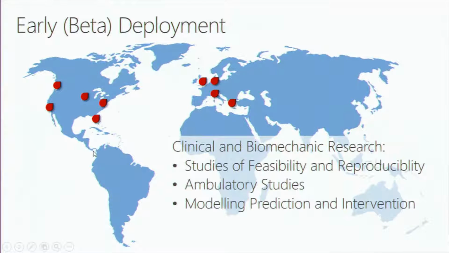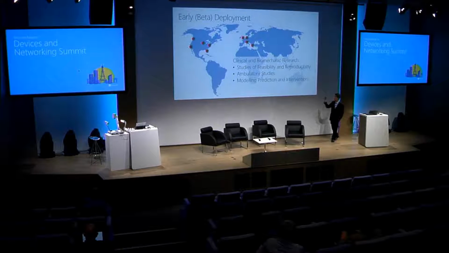So just to wrap, we've run nearly 100 units at this point of this device. We've started handing them out, mostly across the U.S. This is a little bit outdated, but mostly across the U.S. and Europe at this point, largely to do early validations. So looking at feasibility and reproducibility, looking at ambulatory studies, and then looking at predictive and interventions.